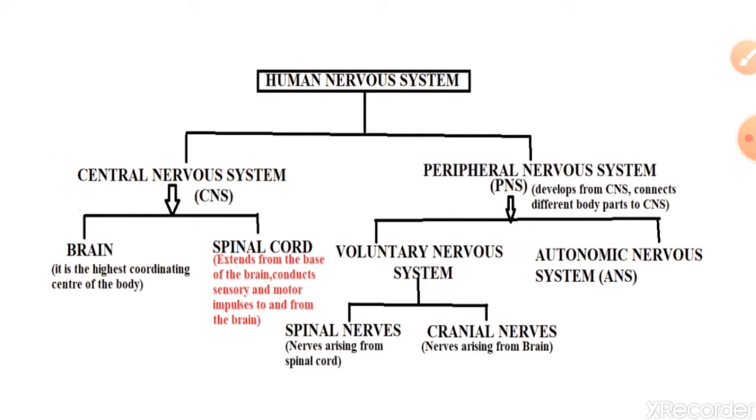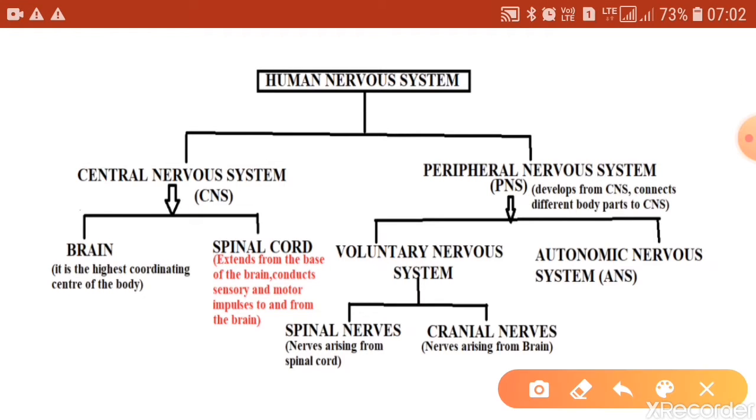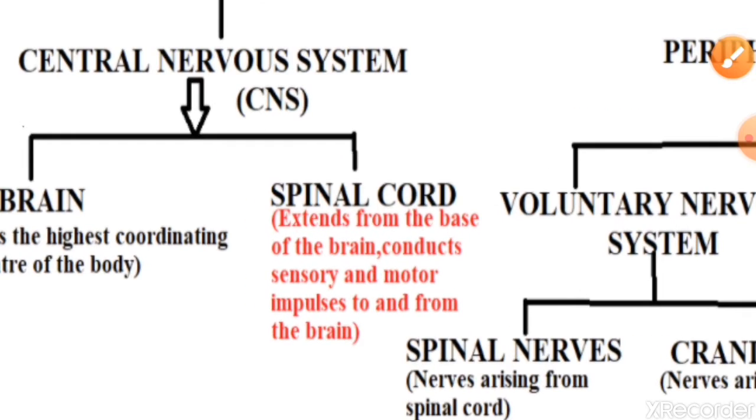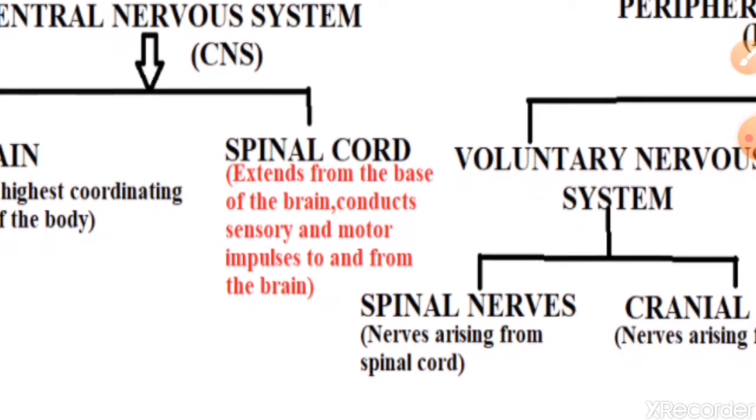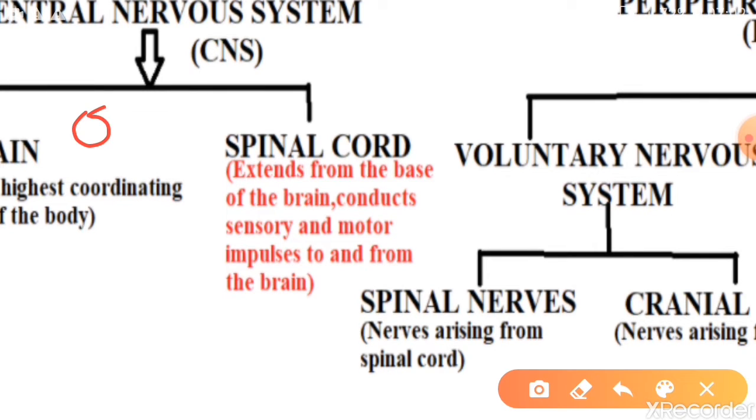Discussing the human nervous system in detail, let us first see this flow chart which shows you the parts of the human nervous system. The human nervous system comprises the central nervous system, also called the CNS, which runs mid-dorsally, and the lateral nervous system, which is made up of nerves that make your peripheral nervous system or PNS. The central nervous system comprises the brain and the spinal cord. The brain is the highest coordinating center of the body, whereas the spinal cord extends from the base of the brain.